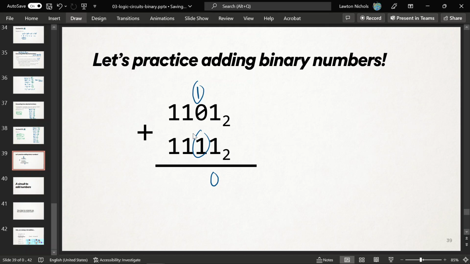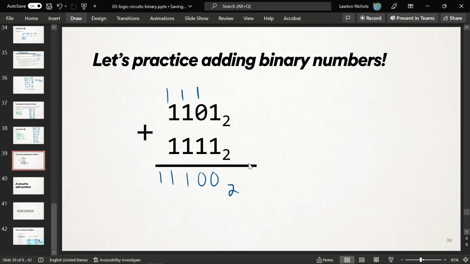Again, I have 1 plus 1. The answer is 1, 0, so I have to carry. That's 2. Now I have 1 plus 1 plus 1. Oh, man. That's 3. Again, the answer is 1, 1 now. That's 3 in binary. I got to carry the first one. Again, 1 plus 1 plus 1. That's 3, so 1, 1. Just like that.